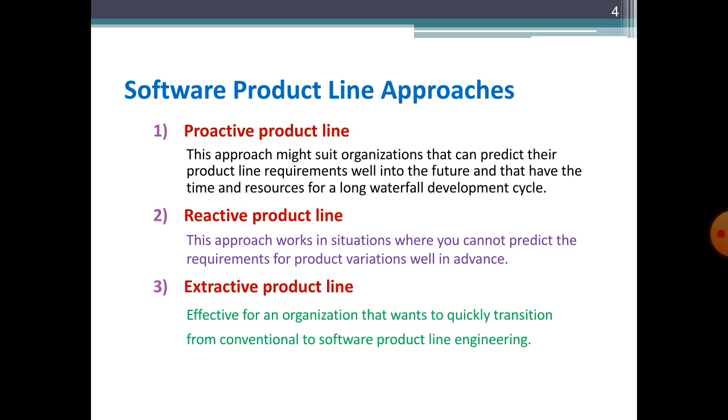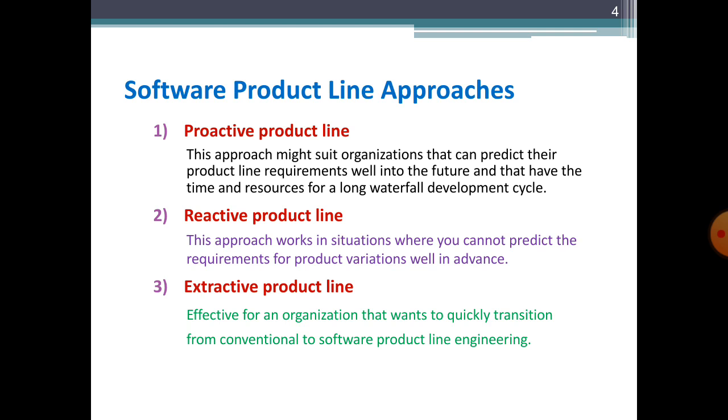So you can also say that, students, this approach is mostly suitable for organizations which can predict their product line requirements well into the future, and that have the time and resources for a long waterfall development cycle. We will also discuss all of these three approaches with examples and diagrams so that you can get a better idea. In this slide I am giving you just a little notion behind these three different approaches.